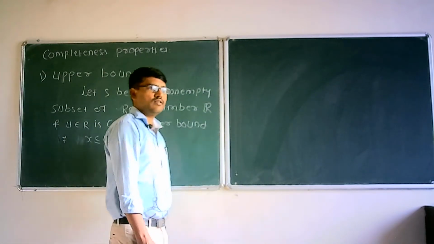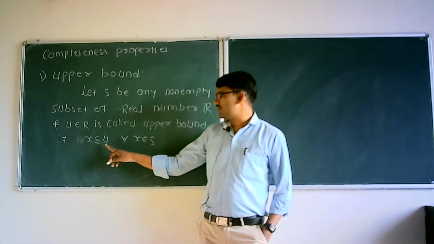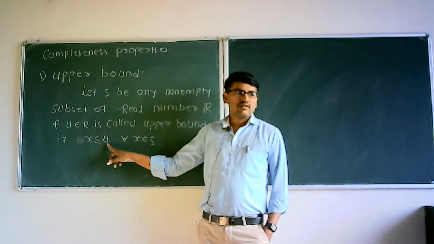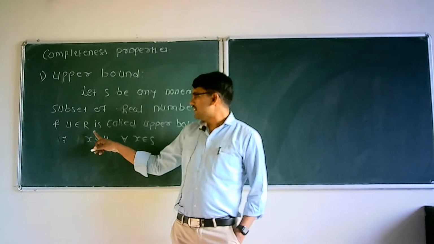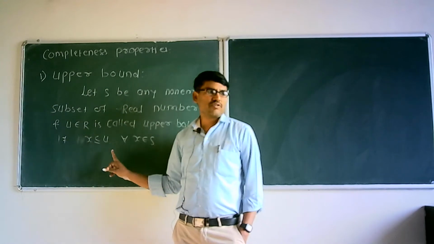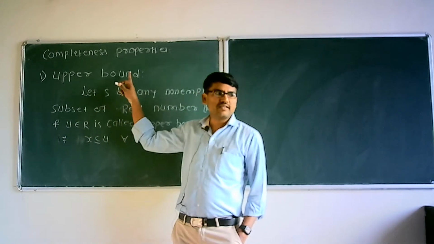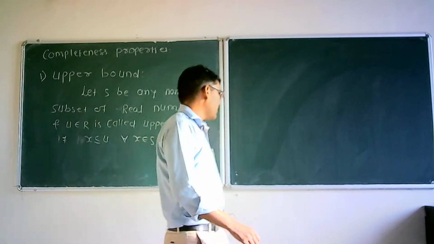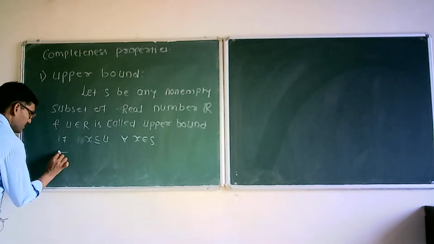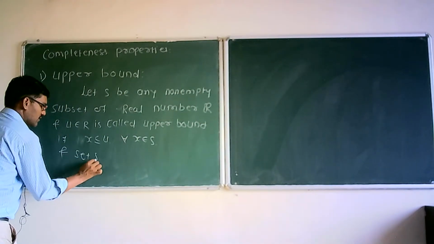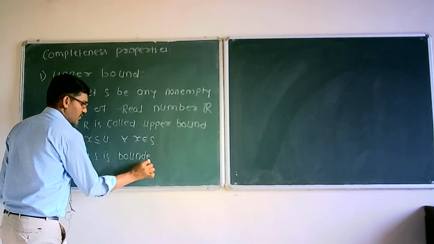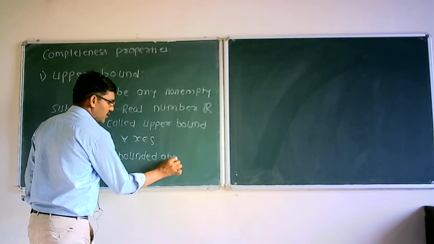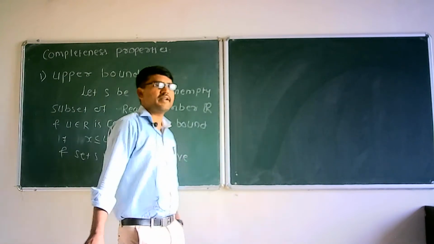What does it mean that U is an upper bound? All the elements of set S are less than or equal to U, then U is called an upper bound, and this set S is said to be bounded above. So a given set is bounded above if it has an upper bound.